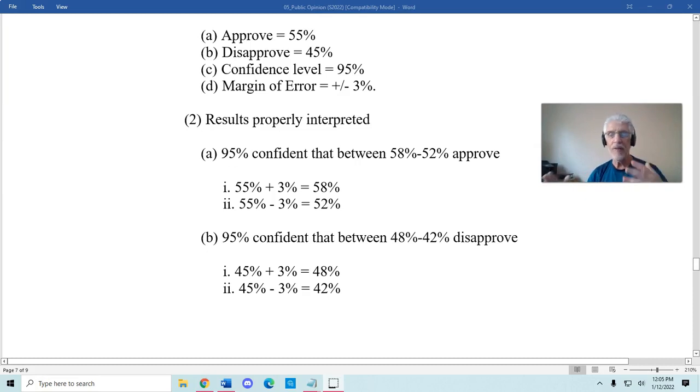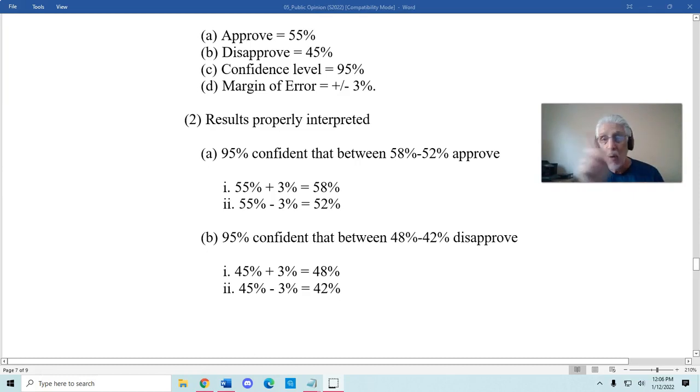Let me sort of explain that differently. What it means is that we're 95% confident that if we asked God, hey God, by the way, we just did a public opinion poll. We want to find out whether or not we got it right. We're 95% confident that God, who knows the true approval and disapproval ratings, or what we call in statistics the true value of the population, will say, hey man, you guys got it right. That it would fall between 58% and 52%.